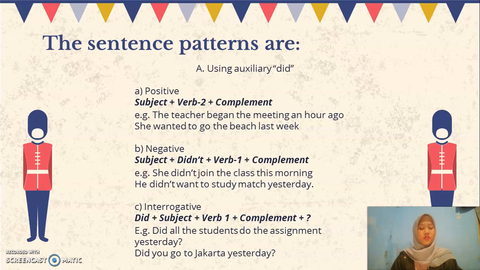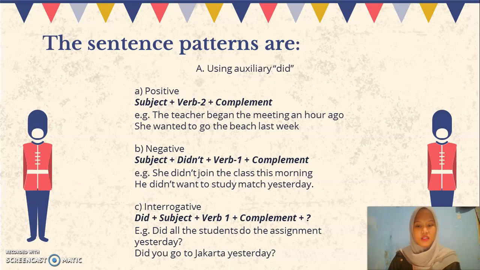The sentence patterns are A. Using auxiliary did. Using did in simple past tense is used when we have the verb in the sentence. And here are the patterns of the sentence. The first one is positive. The formula is subject plus verb 2 plus complement. Complement is the adverb of time. For example, the teacher began the meeting an hour ago. Or she wanted to go to the beach last week.